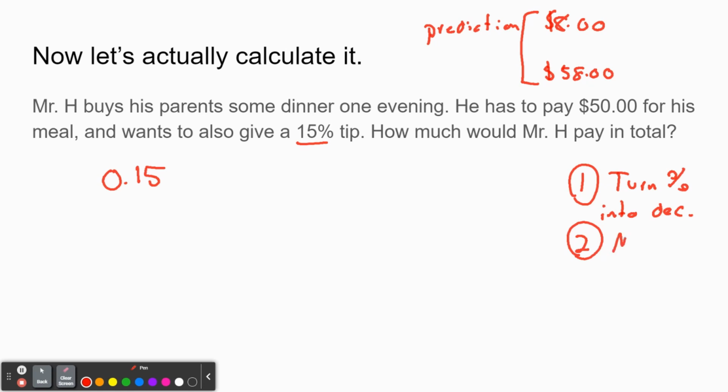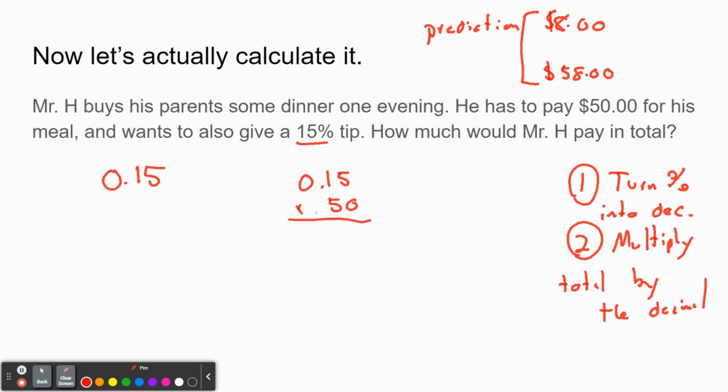Step 2 is multiply the total by the decimal. So, we have 0.15. We're going to multiply that by 50, because we have started with $50. 0 times 5 is 0, 0 times 1 is 0, 0 times 0 is still 0. We add a 0. 5 times 5, that's a little bit more interesting. It's 25, so we carry the 2. 5 times 1 is 5, plus 2 would be 7. We add these up, we get 0, 5, and 7.